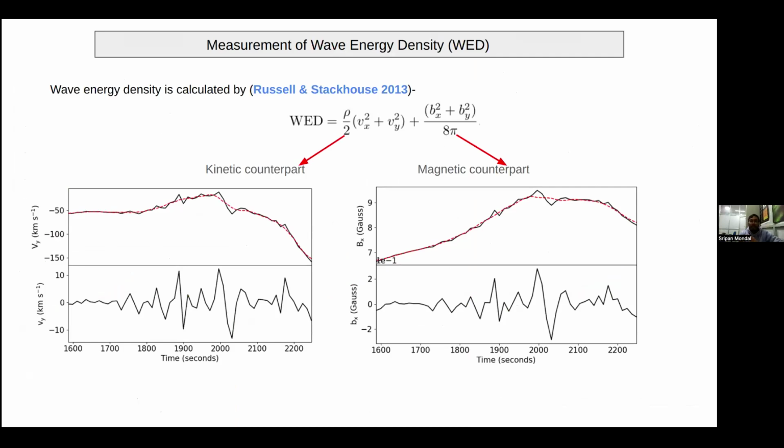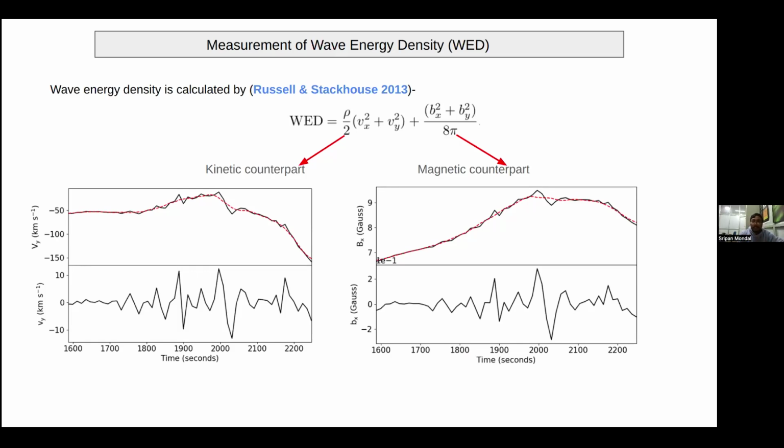So now it's clear that we have a fast wave which is propagating to larger distances. Now the basic thing is how much wave energy it is transporting to the longer distances. To do that, we calculate the wave energy density using this formula, which has rho by 2 times vx square plus vy square, and then plus bx square plus by square by 8 pi. The first term on the right hand side is basically the kinetic counterpart of the perturbation associated with the wave, and the second is the magnetic counterpart.